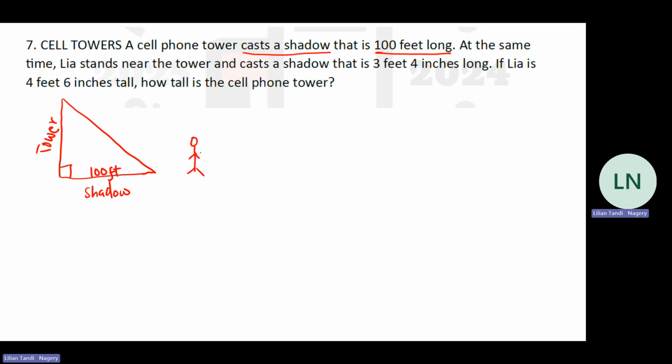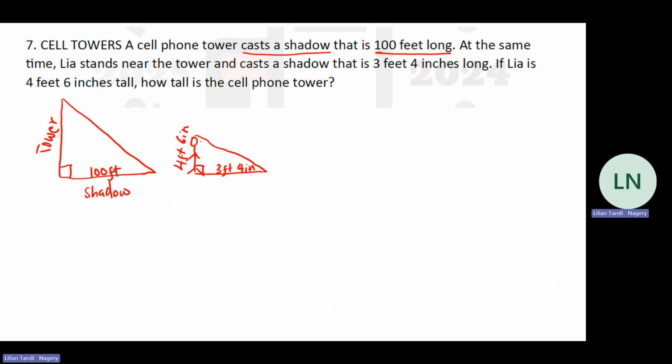Okay? So Leah is also a vertical line. And then Leah casts a shadow that will be horizontal like this, which is 3 feet 4 inches. Now, Leah is 4 feet 6 inches. So here is the right triangle. Okay, so this is 90 degrees here.